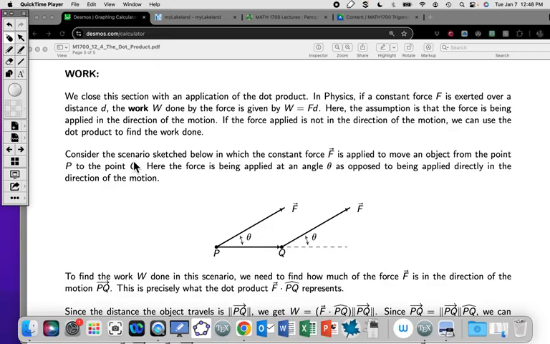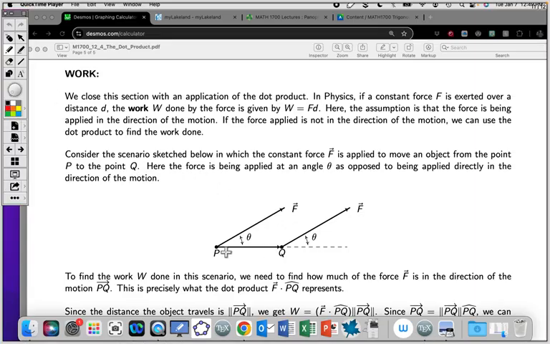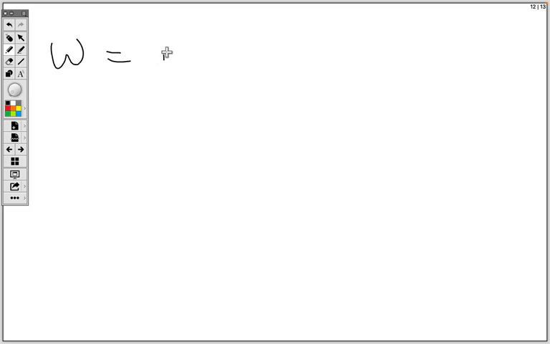In general, though, the force acting on the object may not be in the direction of, or completely opposite of, the motion. So suppose we've got an object here at point P, and we're trying to move it to point Q by tugging on it with the force F. The thing is, the only part of this force that's going to help you accomplish this motion is how much of F is in the PQ direction. So once again, work is force times distance.